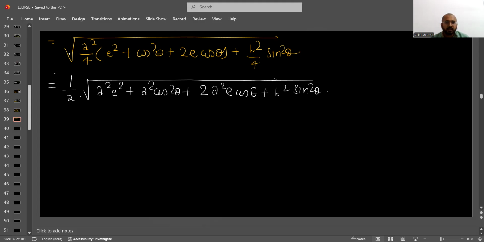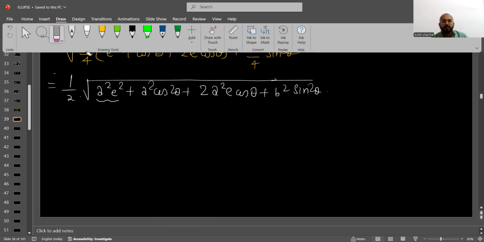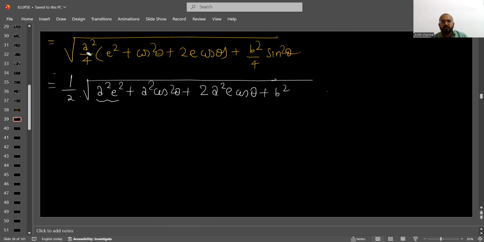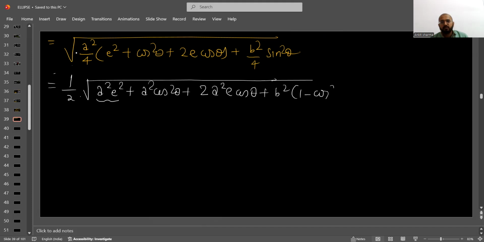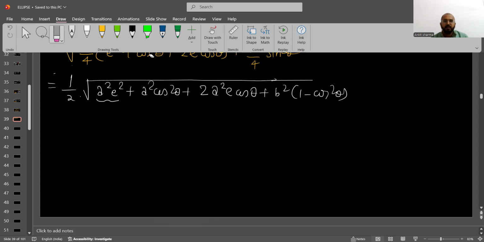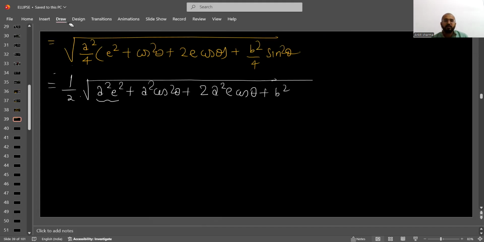So now if I consider a square e square, so we know what is a square e square. Or else, wait a moment. The better idea would be to convert this b square sine square theta as b square into (1 minus cos square theta). Which is the same as writing b square minus b square cos square theta.